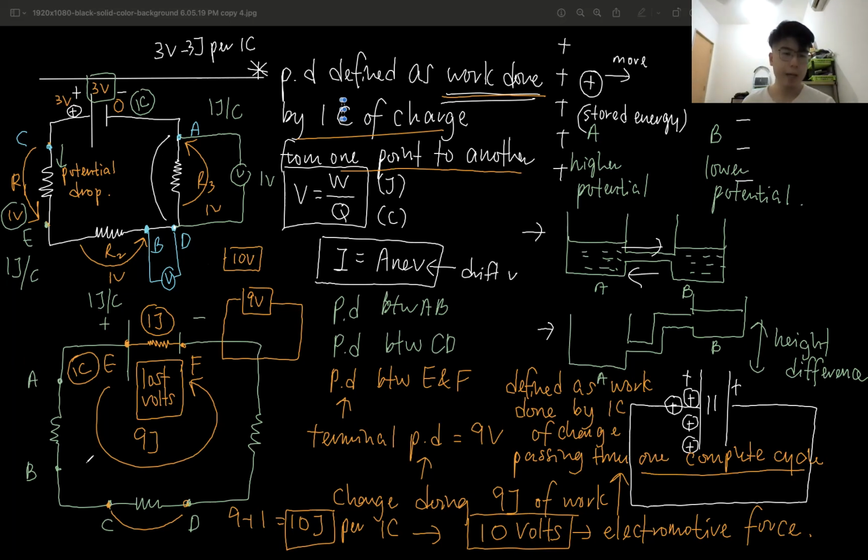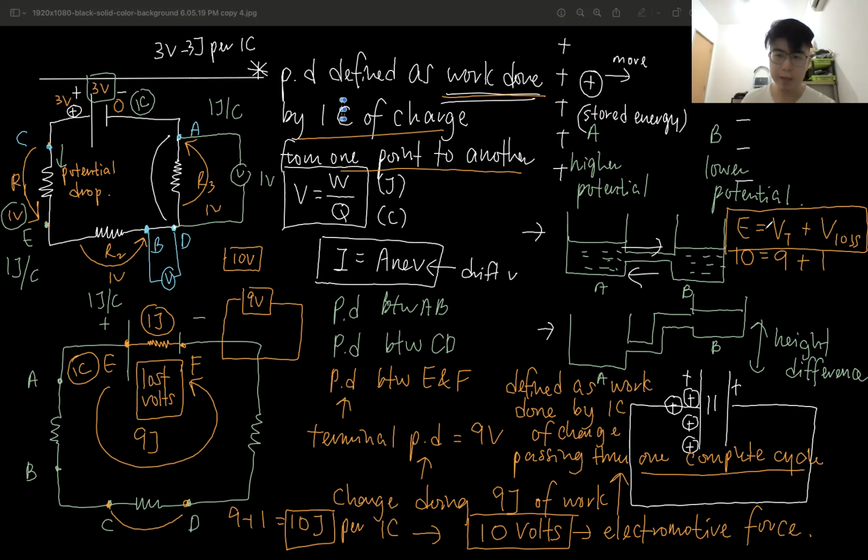So EMF is 10. Terminal potential difference is 9. And the lost volt is 1. These three, I can form an equation. EMF equals terminal potential difference plus lost volt. You see, EMF is 10 equals terminal potential difference 9 plus lost volt 1. So you get this equation, E equals V_T plus V_loss.